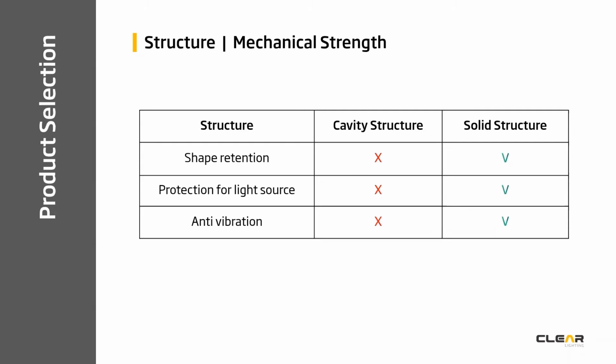Vivian, what's the difference between the two structures? Okay, let's get back to the slide and we will see the difference. From the mechanical view, the cavity structure will have weak shape retention. Since there is less material inside, if there is any vibration, the protection for the light source is very weak. So the LED inside may be damaged very easily. While the solid structure will not have this issue.